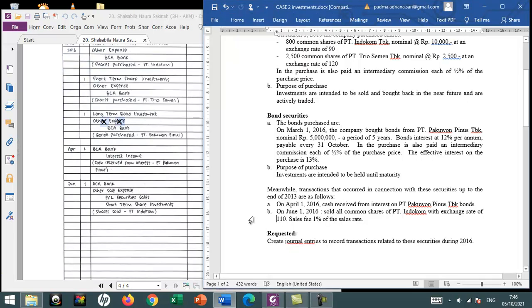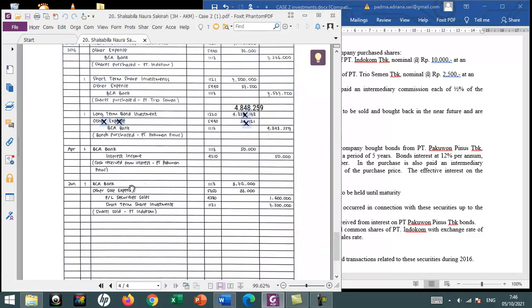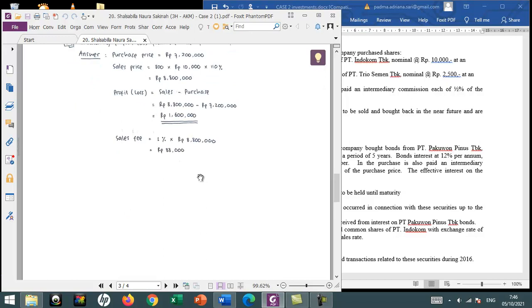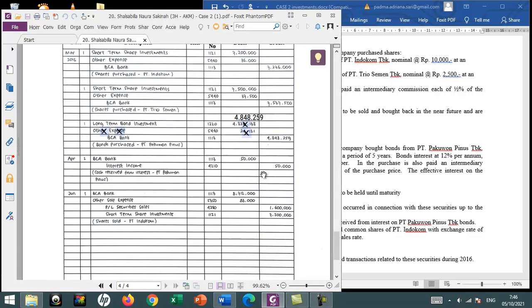And then on June there is sales of the shares from PT Indocom. So the company sold their shares that they bought from PT Indocom. They sold this one. Okay, so we already count it also here. So first we need to record the short-term share investment in credit because we sell them. So we sold this one. The company sold this one, so we need to record the credit here.